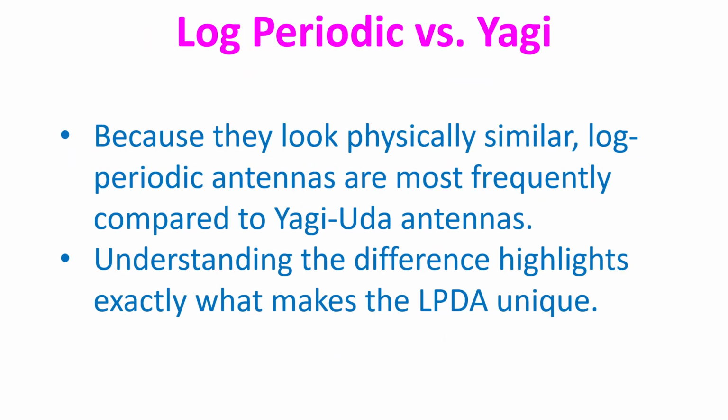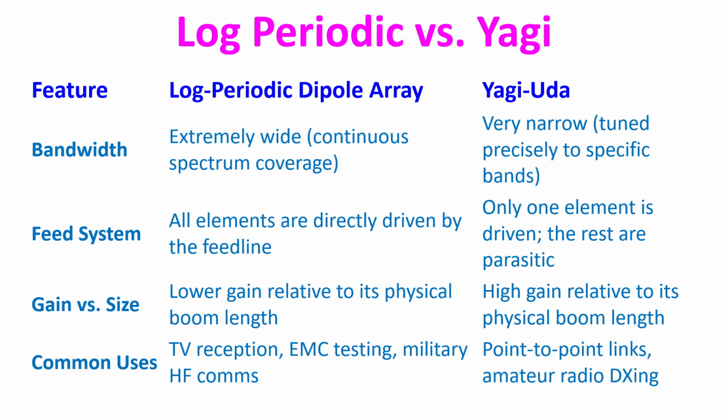Log periodic versus Yagi. Because they look physically similar, log periodic antennas are most frequently compared to Yagi-Uda antennas. Understanding the difference highlights exactly what makes the LPDA unique. Here is a comparison. Bandwidth: extremely wide, continuous spectrum coverage for the log periodic dipole array; Yagi-Uda, very narrow, tuned precisely to specific bands.